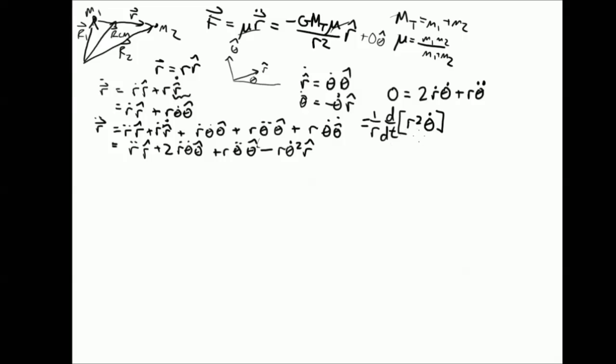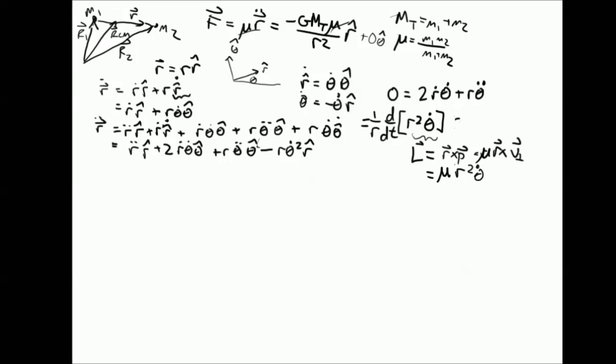And as it turns out, this over here is proportional to the angular momentum L. L, as it turns out, is equal to r cross p, which is equal to mu r cross v perpendicular. But then the magnitude of it is just going to be mu r times v perpendicular, which is just r theta dot.